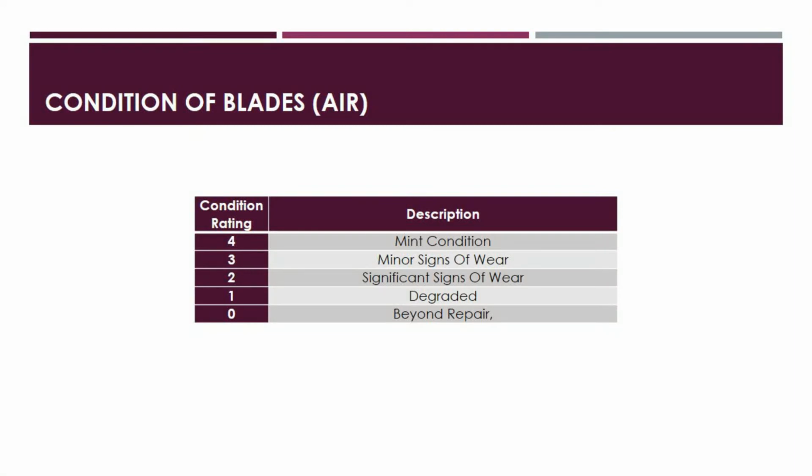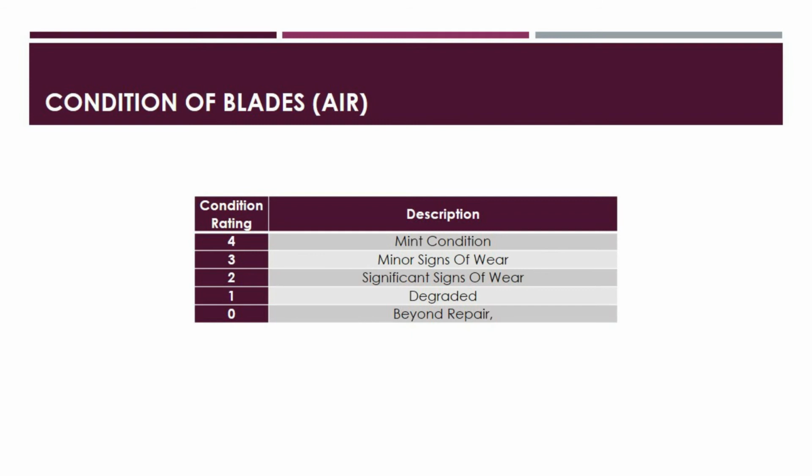Then there is the fifth category, which is the condition of blades. And again, this is only for air-type switchgears. So for a rating of 4, it means that the blades are clean, free from corrosion, cracks, distortion, etc. All of the fasteners of the blades are tight, no visible evidence of looseness or loss of adjustments, etc. Right? So for a rating of 3, it means that there are minor signs of wear with respect to what I've just mentioned, but this is actually kind of expected as time goes on.